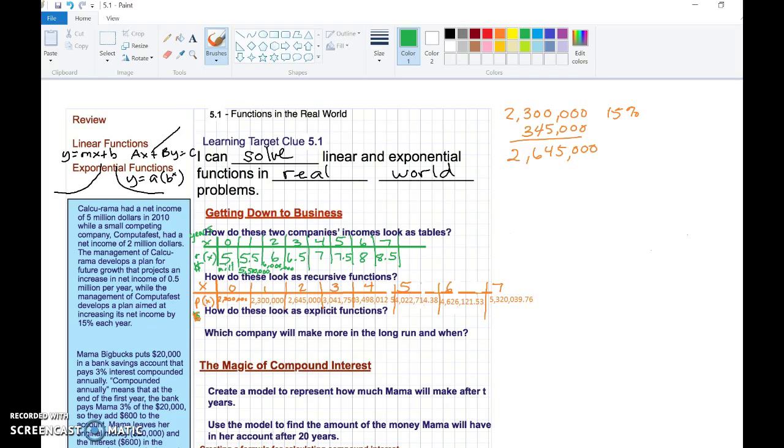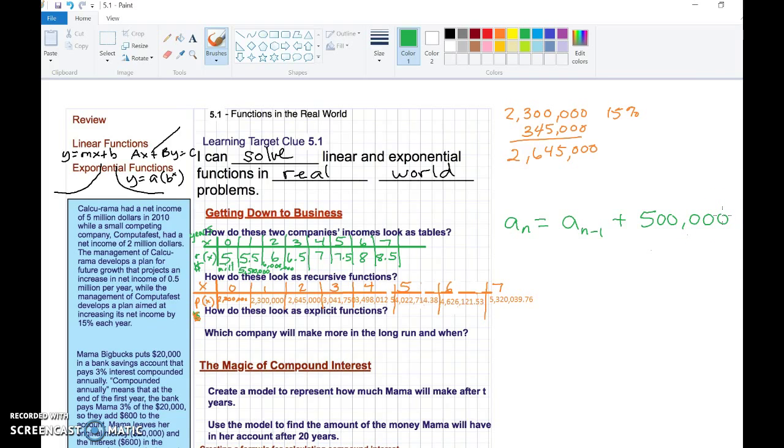All right, so if we were going to write that as a recursive, we would say a sub n equals a sub n minus 1, meaning the previous term, plus 0.5 million, or if we wanted to write it completely, it would be $500,000. All right, so that's our recursive.